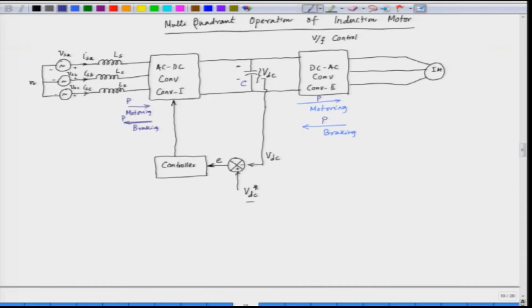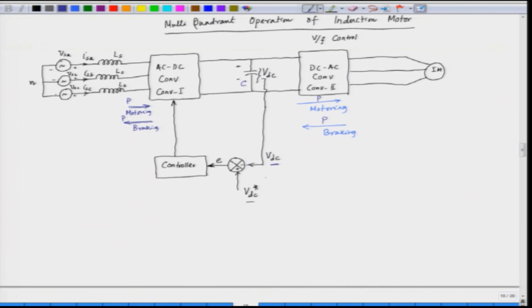For the braking condition, the power has to go back to the source, so the power flow has to reverse, and for motoring, the power has to flow from the source to the motor in the forward direction. Motoring and braking are identified by the DC link voltage. If the DC link voltage increases, it is the braking condition. If the DC link voltage is decreasing, it is under the motoring condition. Accordingly, the controller will give the triggering signal to converter 1, which is an AC to DC converter.